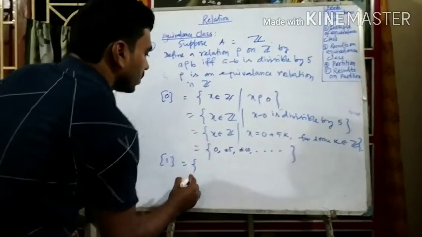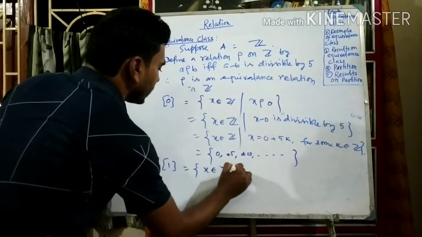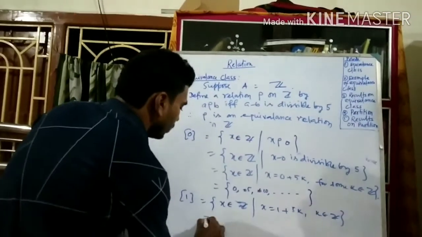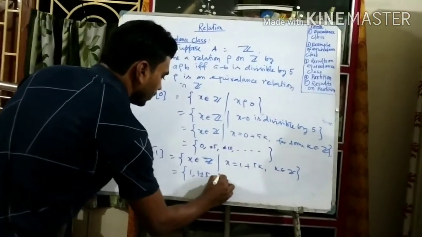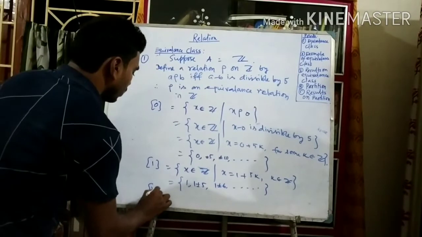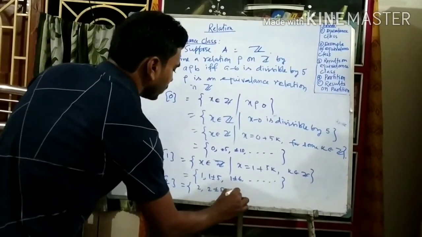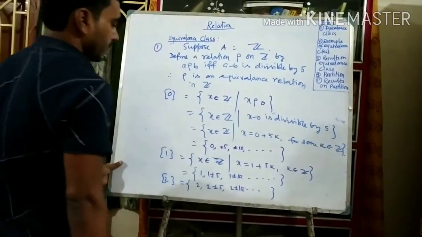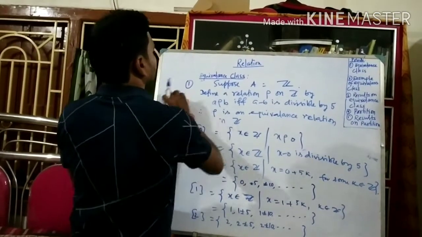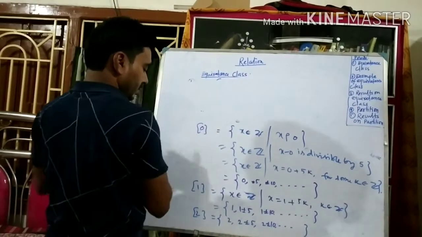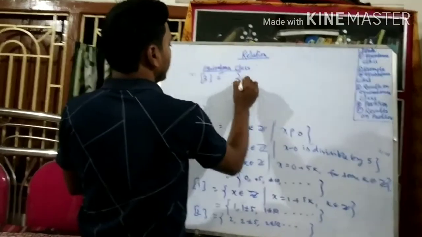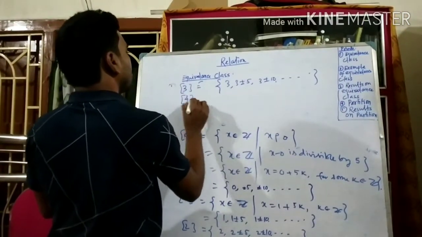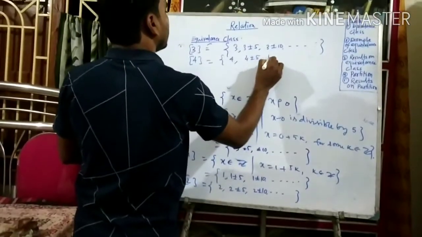Similarly, the elements of class 1 will be like this, such that x is equal to 1 plus 5k, k belongs to Z. So elements are 1, 1 plus minus 5, 1 plus minus 10, etc. Similarly, class 2: 2, 2 plus minus 5, 2 plus minus 10, etc. Then class 3: 3, 3 plus minus 5, plus minus 10, etc. Class 4: 4, 4 plus minus 5, plus minus 10, etc.